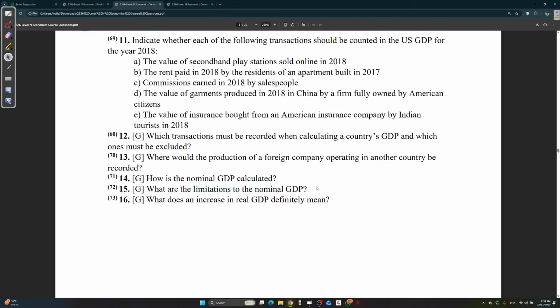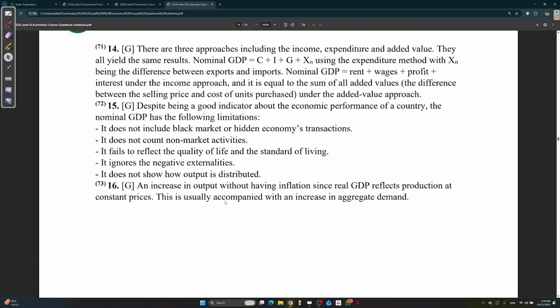And then what are the limitations to the nominal GDP? This always comes every single exam, okay? Look at these and pause, memorize them. I'll read them out for you. Alright? The limitations, first, you cannot include the black market, okay? If you're selling any tickets under the radar, it won't be affected. If you're buying illegal items, also it's not going to count toward the GDP.